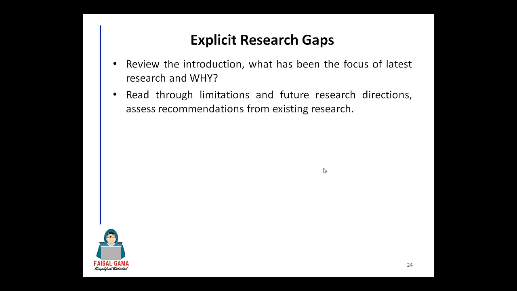Then we read through the limitations and the future research direction and assess the recommendation from the existing research. Thus, this will pinpoint to us directly what that particular research paper is tackling, what it has been able to address, and what it has not been able to address, which it hopefully wishes to address in the future. So it is showing us explicitly that this is what it has done, this is the scope of what it has been able to cover, and this is what it has not been able to cover.